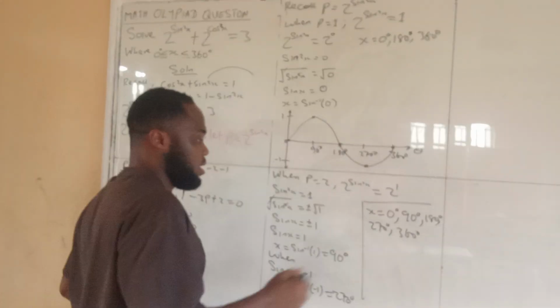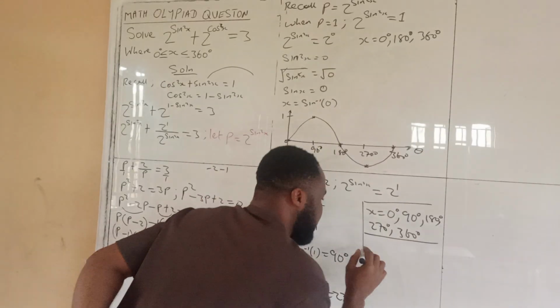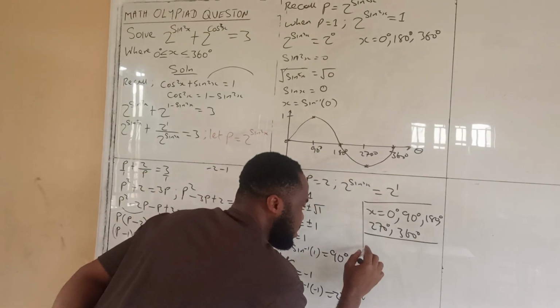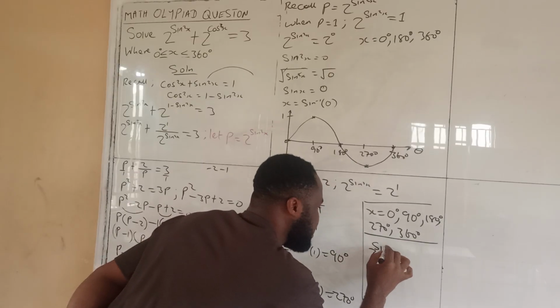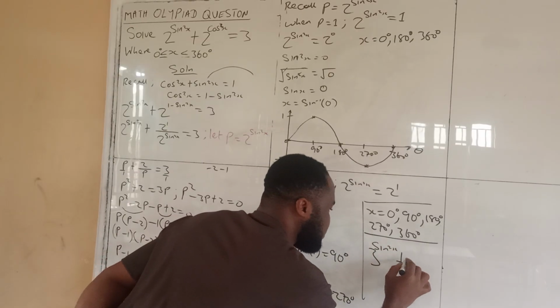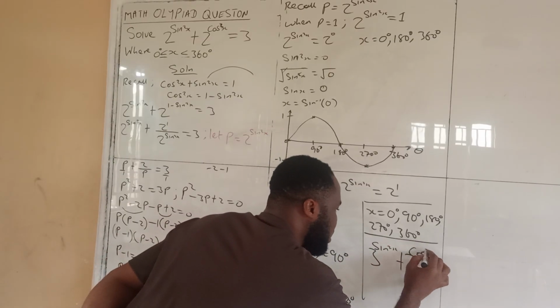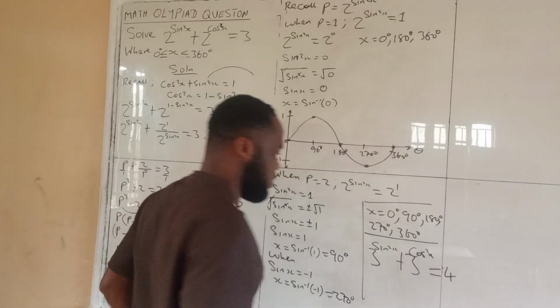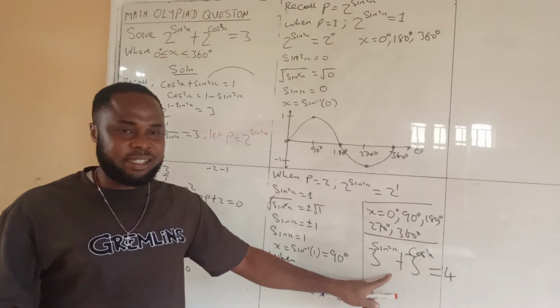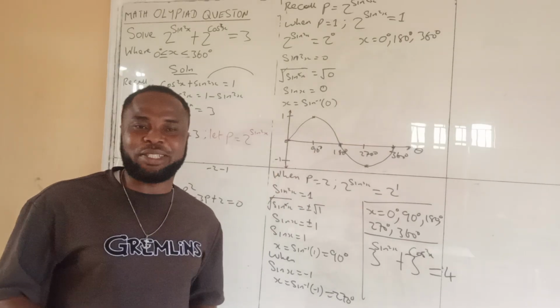So when you count all these values here, your answer must be 3. Now, you can try this and drop the answer in the comment section. Let us have 3 raised to the power of sine square x plus 3 raised to the power of cos square x is equal to 4. So if you know the answer, drop it in the comment section. Thank you.